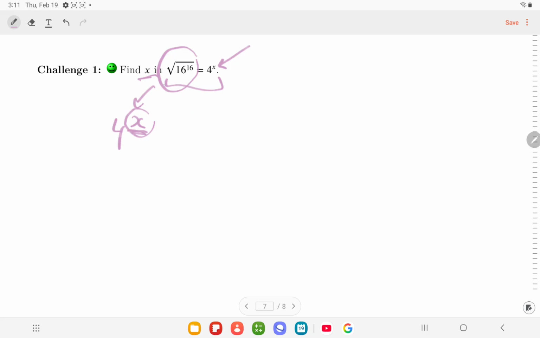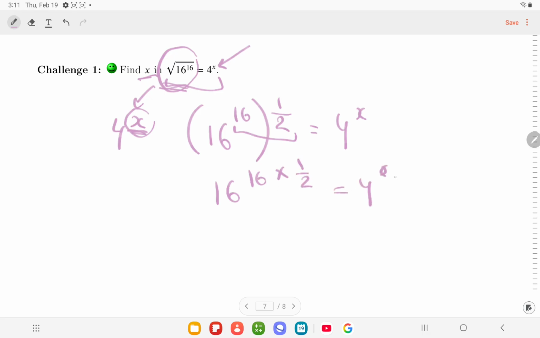So in order to simplify this, we can first get it out of its root. So because we know that it's a square root, it is to the power of 1/2, like we just did earlier. And when we're dealing with a situation like this, we can multiply these exponents together. And so we end up with 16 to the power of 8.